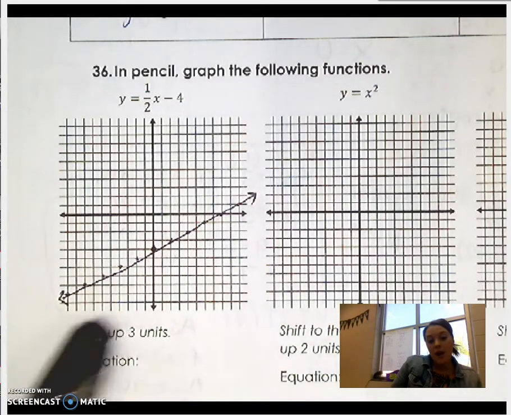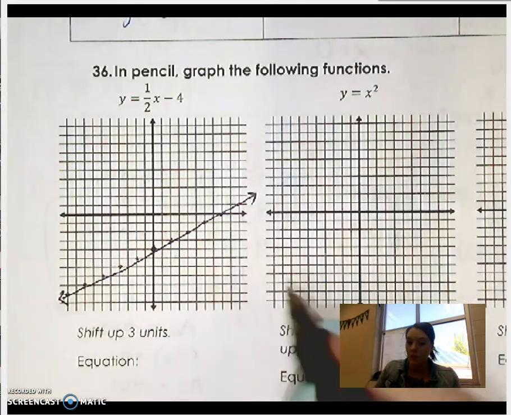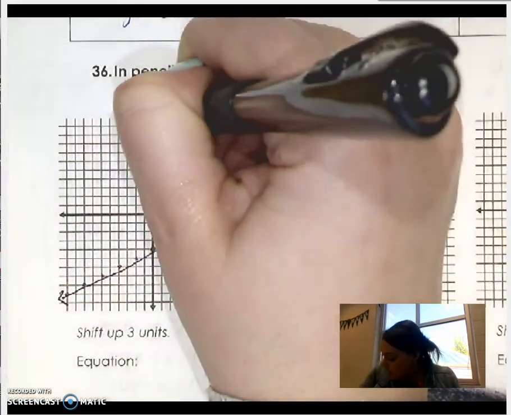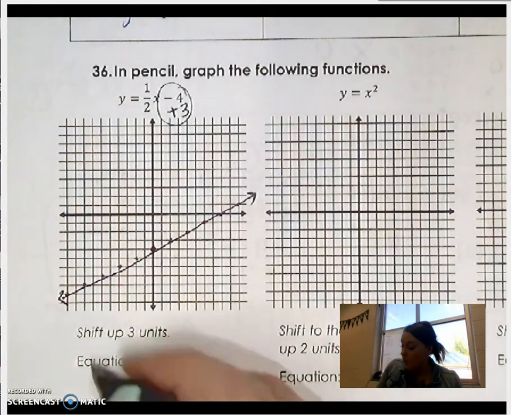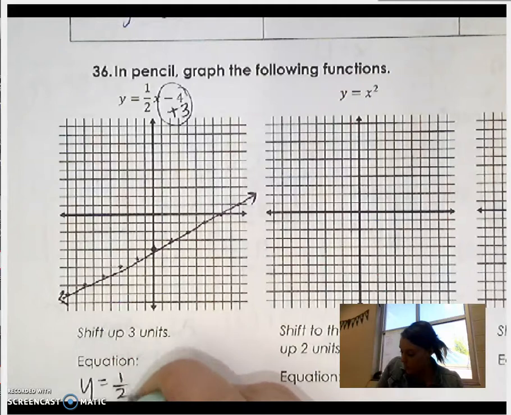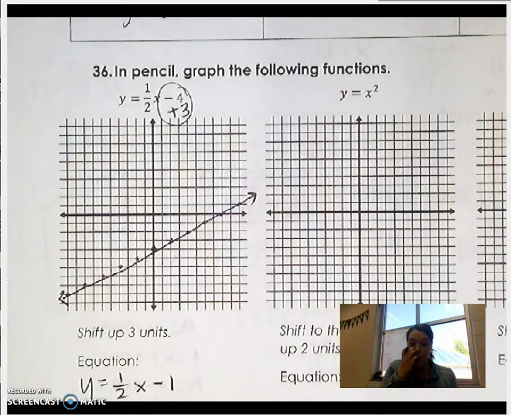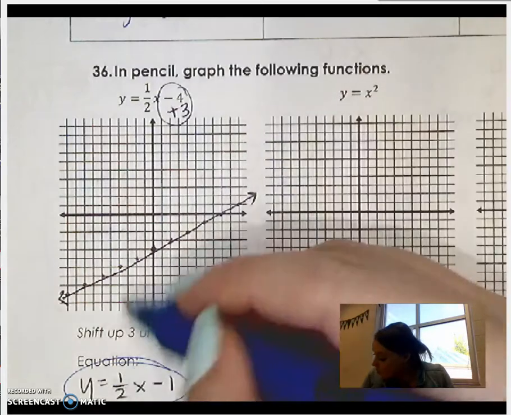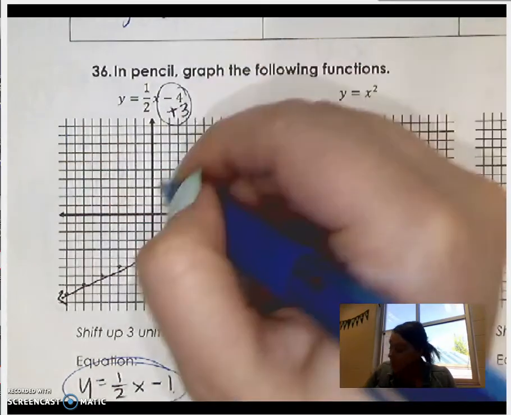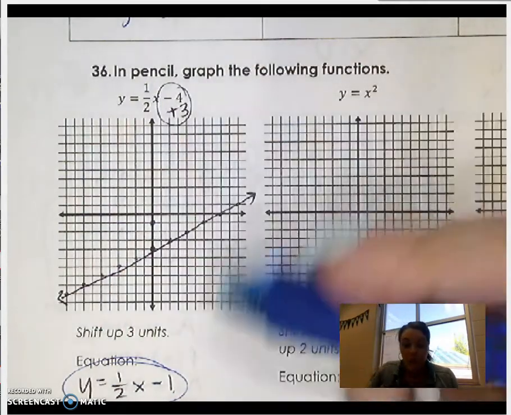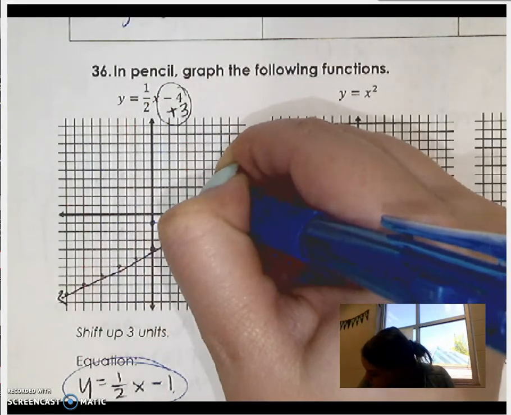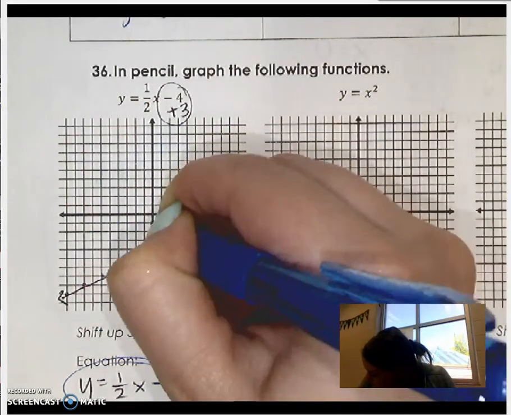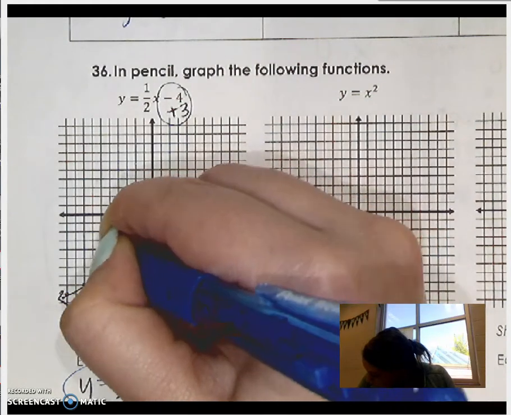Okay, so now that I have graphed this, they want me to shift up 3 units. When you shift up, that directly affects your constant. So I'm going to add 3 to -4. My new function would be y equals 1/2 x minus 1. So I'm going to graph this new function in blue. So 1/2 x minus 1. I'm going to start at -1 right here. Do the same thing. I'm going to go up 1 over 2. Up 1 over 2. To go backwards, down 1, back 2.